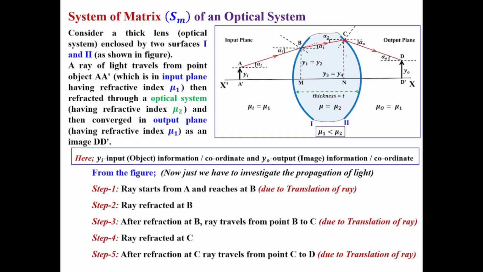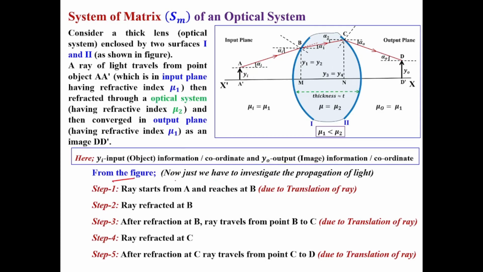After refraction through surface 1, the ray converges into the output plane having refractive index mu1. So the input refractive index is mu1, the output refractive index is also mu1, but the optical system we have taken has refractive index mu2. It converges in the output plane as image D dash. Yi represents the input or object coordinate, and Yo is the output coordinate or information of the image.